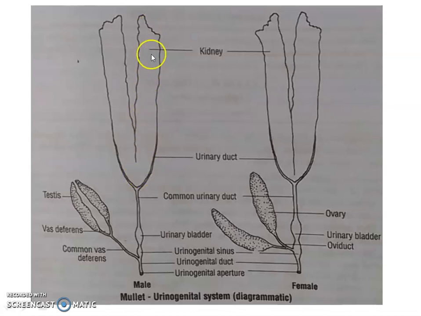The non-renal anterior part, in the case of male mullets, has a role in reproduction, as part of the reproductive or genital system. While in the case of females, the non-renal part is functionless.